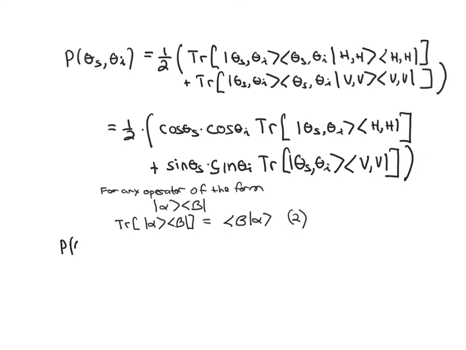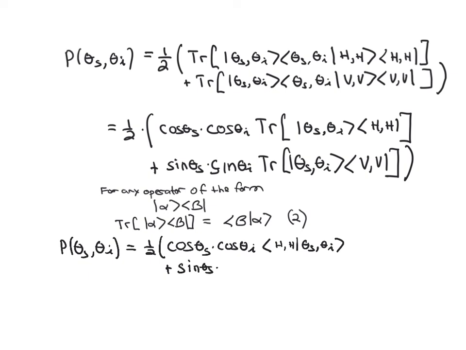We have that P of theta sub s, comma, theta sub I is equal to 1/2 times cosine theta sub s times cosine theta sub I. And now taking advantage of this relationship 2 here, I get simply an inner product of h, comma, h with theta sub s, comma, theta sub I. And then the next term here is a sine theta sub s times sine theta sub I times the inner product v, comma, v, theta s, comma, theta sub I.